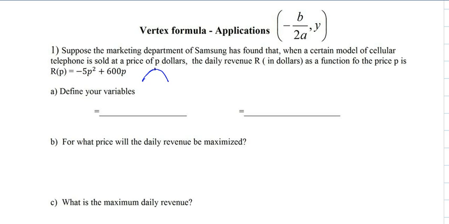Okay, so read the question. And then now we're going to define our variables. So we have two. We have P, and this is the price. It's in dollars. And we have the revenue, R. And it's also in dollars.